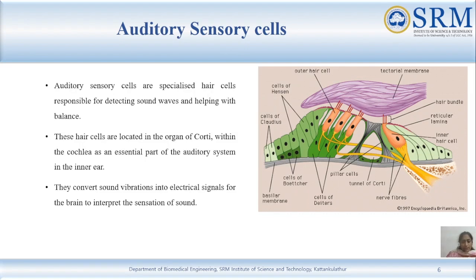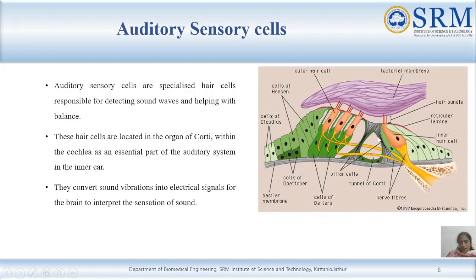These are the supporting cells lateral to the Hensen's cells, and these are involved in the fluid regulation. And then we have the cells of Deiters, which support the outer hair cells and hold their bases in position. And we have the cells of Boettcher, which are located near the Claudius cells, and they maintain the endolymph composition.